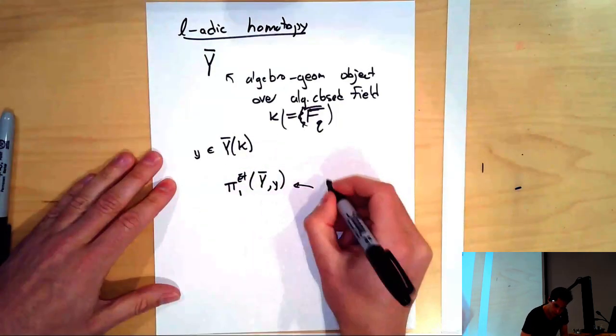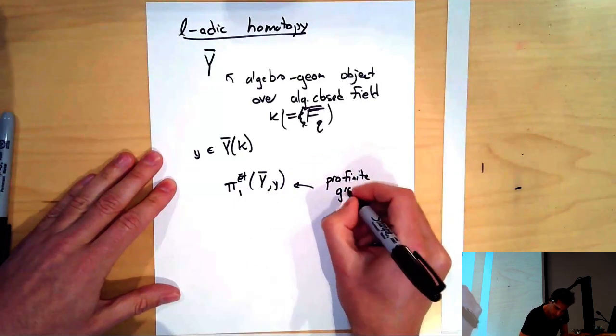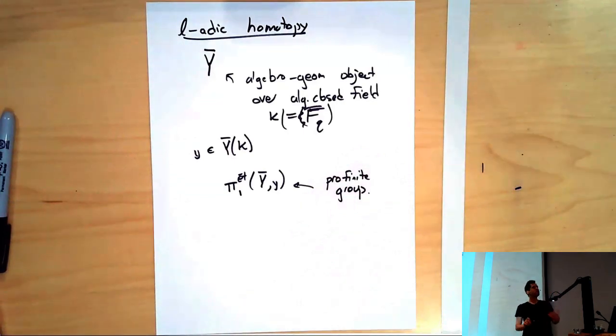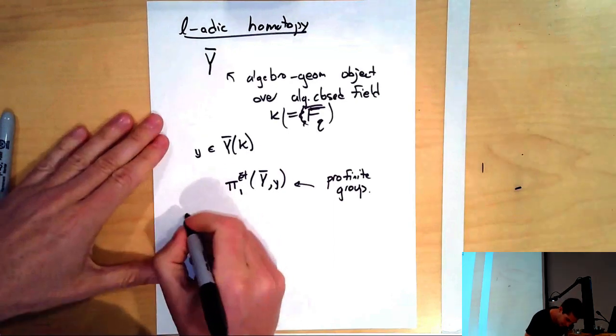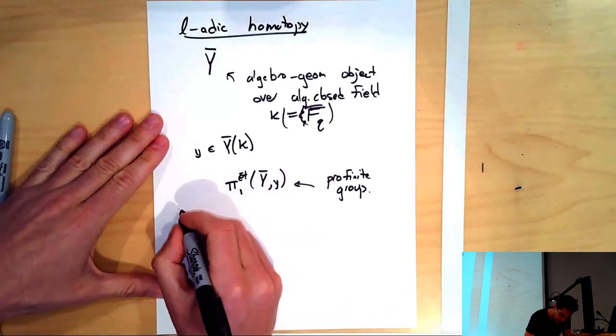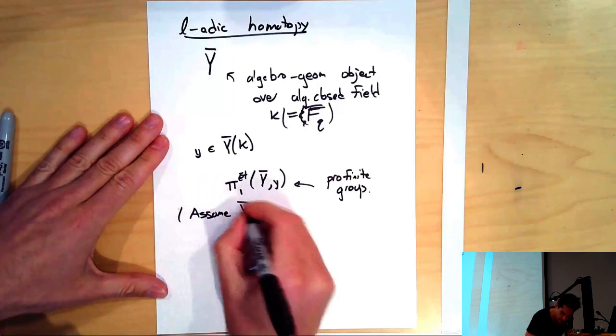So to this data, you can associate what's called the étale fundamental group of Y bar with base point y. So this is a profinite group which was introduced by Grothendieck. It plays the role of fundamental group in algebraic geometry. It has a couple of characterizations, but one way of describing it is, let me assume for simplicity that Y bar is connected.